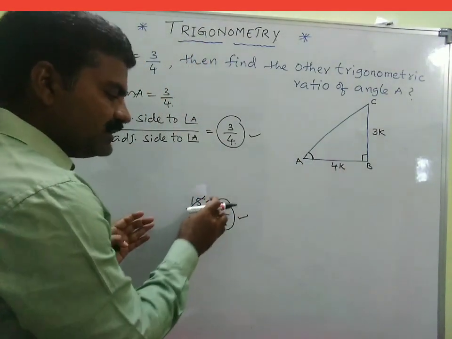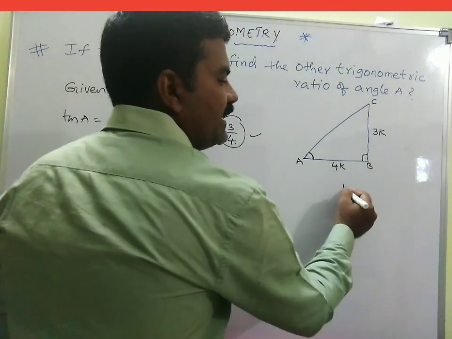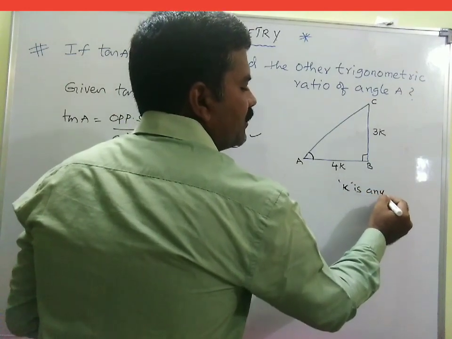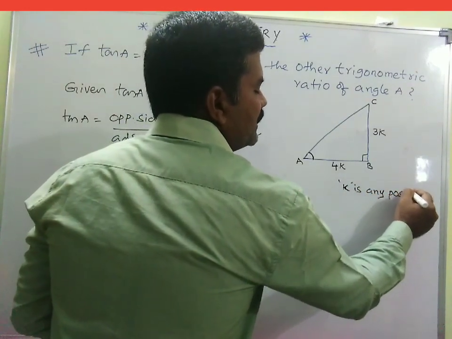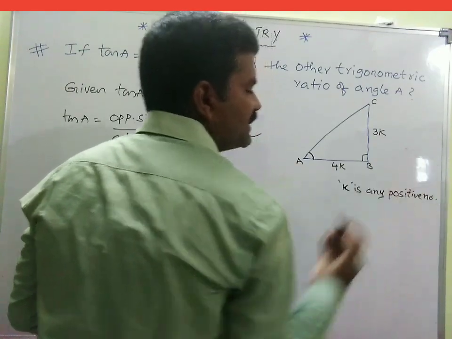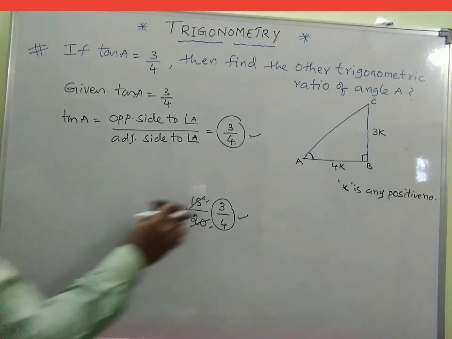Because it is the ratio, hence it should be multiplied by a positive number. What is k? K is any positive number. That is what you need to take. This is the most important point you need to observe, my dear.